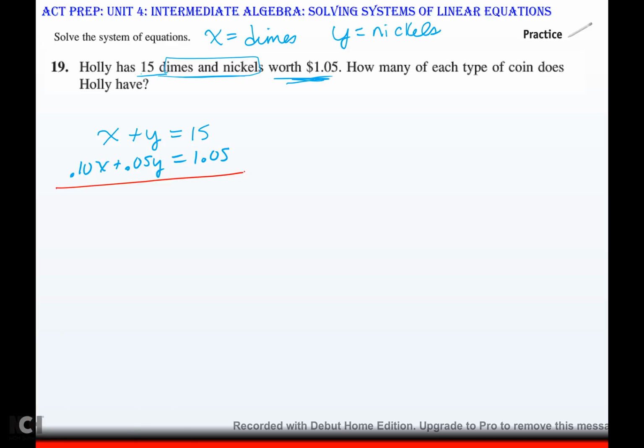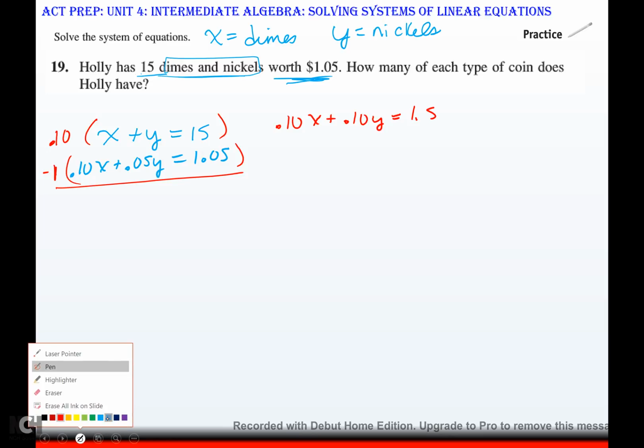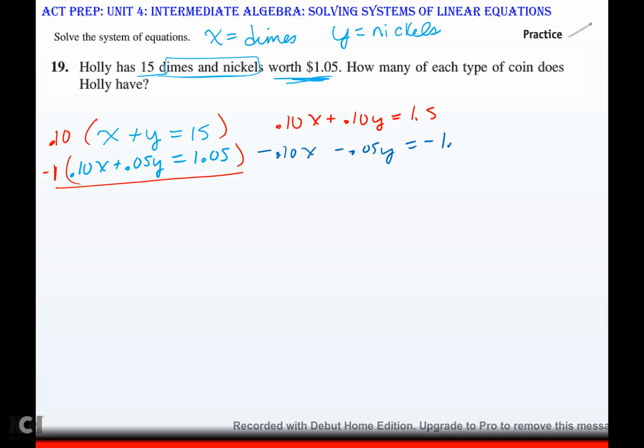So I'm going to eliminate the x's. So 0.10 comes up and 1 comes down. They came out the same, so I make them different. And that's going to give me 0.10x plus 0.10y equals 1.5. On bottom, distribute that negative 1. I'm going to get a negative 0.10x, a negative 0.05y, equals a negative 1.05. Well, here the x's cancel. All right, and then I'm going to get 0.05y equals 0.45. Divide by 0.05, and y equals 9.